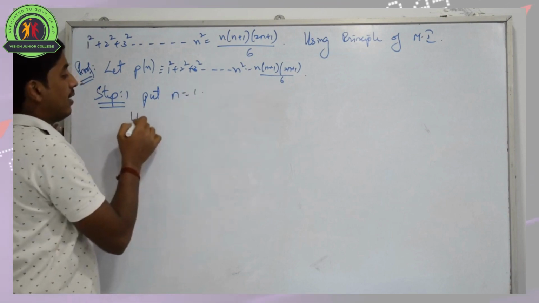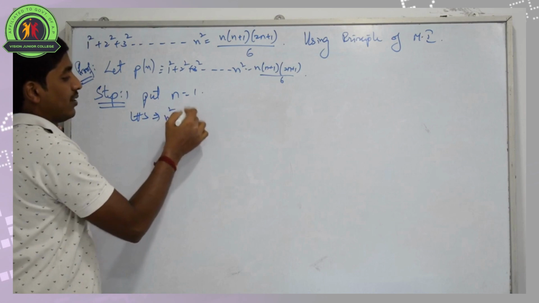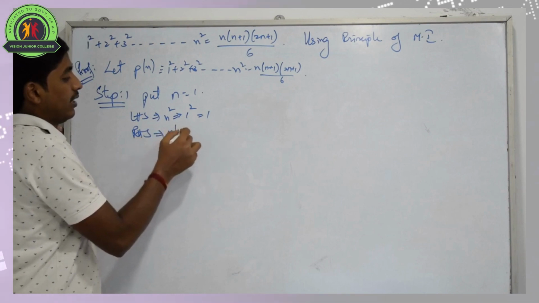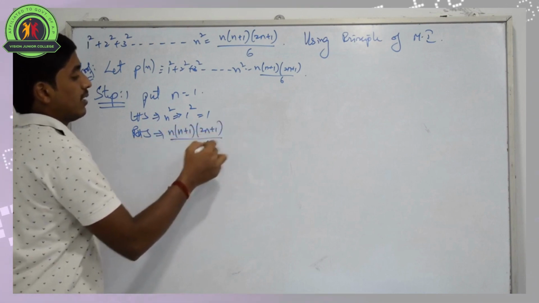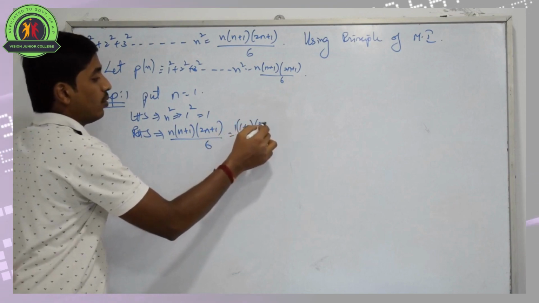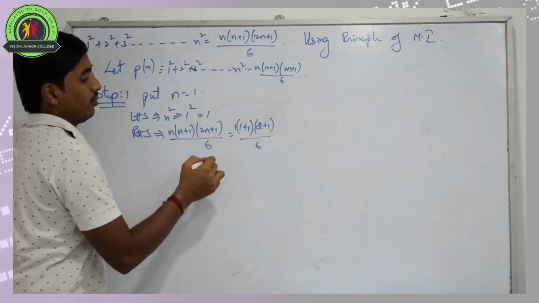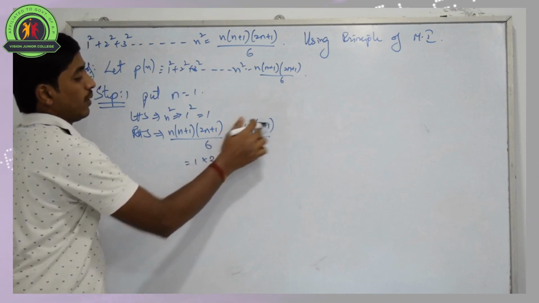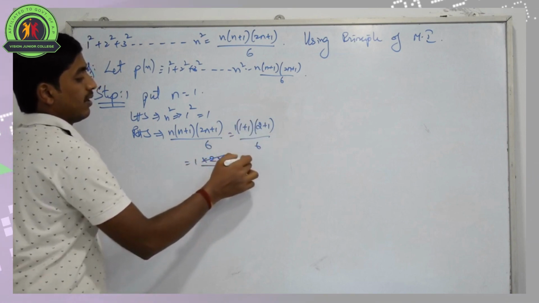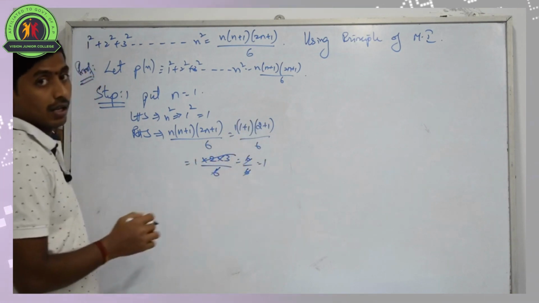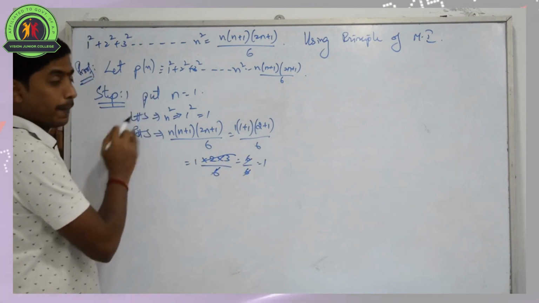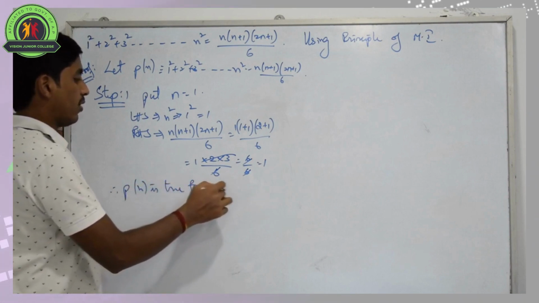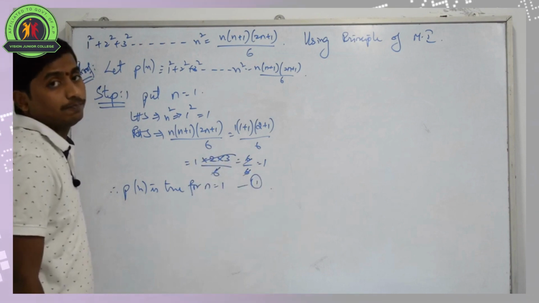What is LHS here? LHS is n square, that is 1 square, that is 1. What is RHS? RHS is n into n plus 1 into 2n plus 1 by 6, that is 1 into 1 plus 1 into 2 plus 1 by 6. 1 plus 1 is 2, 2 plus 1 is 3, 2 threes are 6, and 6 by 6 gets cancelled. That is nothing but 1. Therefore, LHS is equal to RHS, that is, P of n is true for n equal to 1. Let us write it as statement 1.